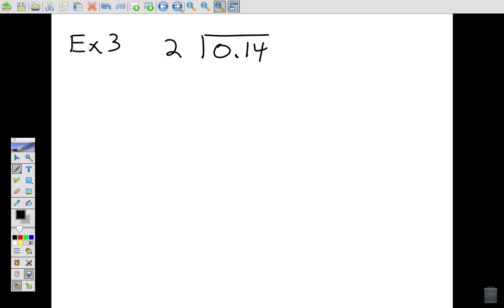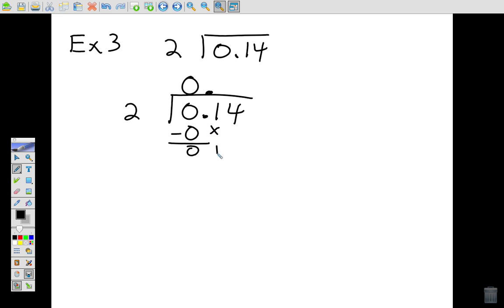All right, example 3. It's already written the traditional way. Move your decimal straight up. Let's see, 2 goes into 0 times. You can go through this process if you want, you don't have to. Bring down. Now, 2 goes into 1. You got to divide that. 2 goes into 1. Will it go once? No, because that's 2. That's over. 0 times. 0 times 2 is 0.